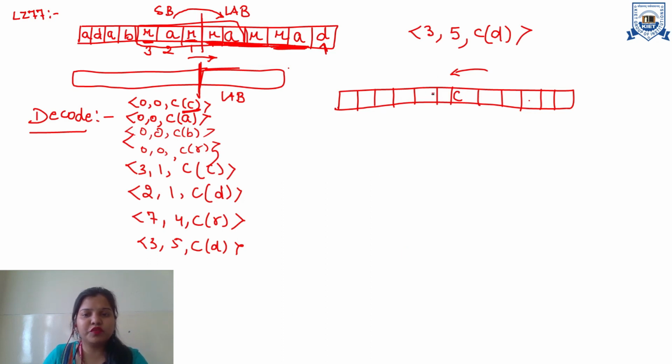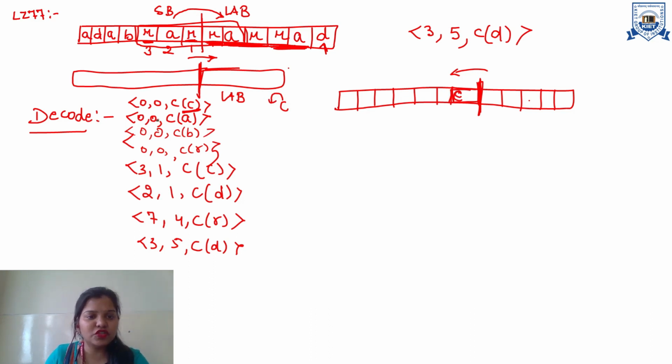1, 2, 3, 4, 5, 6, 7. This is the dividing line. Now code for C, 0, 0. So no match here, no match 0. So it means C will be decoded and it will be slided towards the left hand side. So I have written here C.